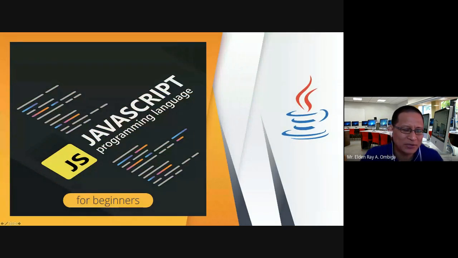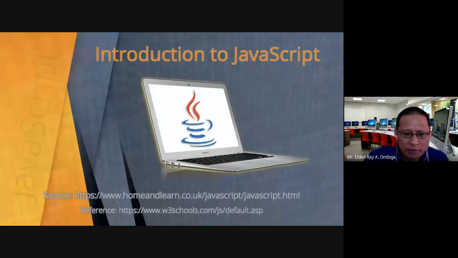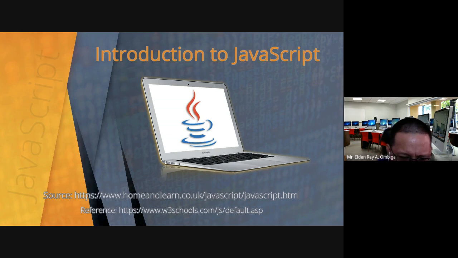So welcome to JavaScript Programming Language course for beginners. And we are now about to begin with JavaScript. So here you will see introduction to JavaScript, and we have the source reference. It's actually from Home and Learn JavaScript, and the reference as well from w3schools.com JS default. So I will share with you the link later on.